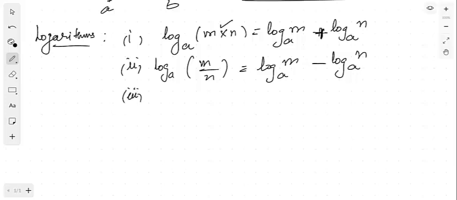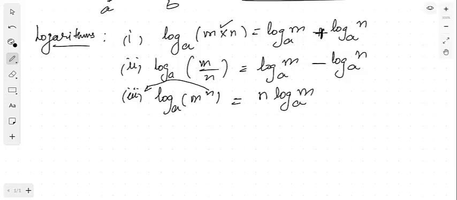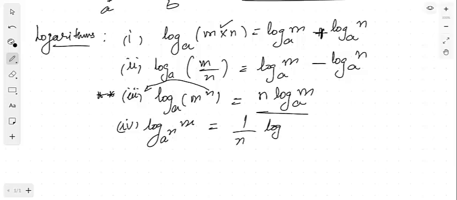Then third, if log of m to the power n is given for base a, then n will come in front of the log: n log m base a. This is a very important property. Most of the time you'll be using this property only. This n will come before log. Then fourth one is log of m where the power is in the base, a to the power n. Then what you can do is 1 upon n log m base a. When the power is in the base, it will be 1 by n. When the power is in the value, then n comes before as n only. 1 by n log m base a.